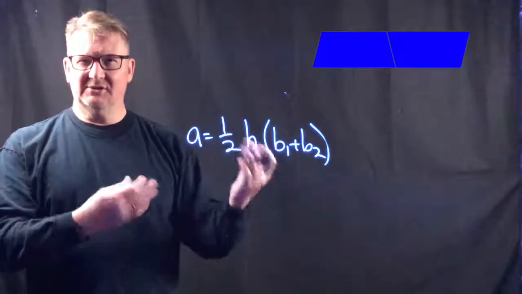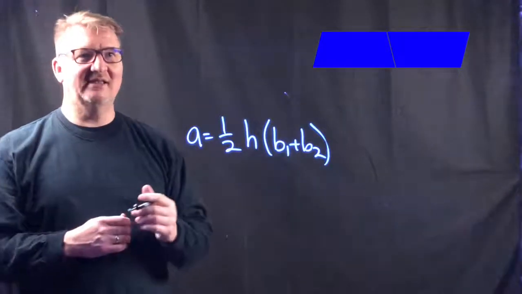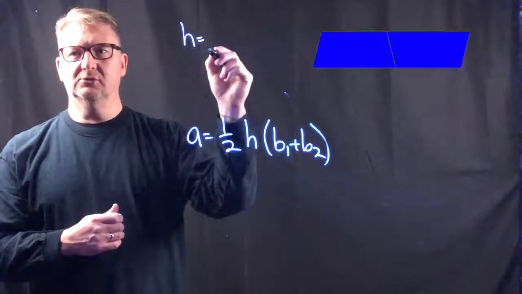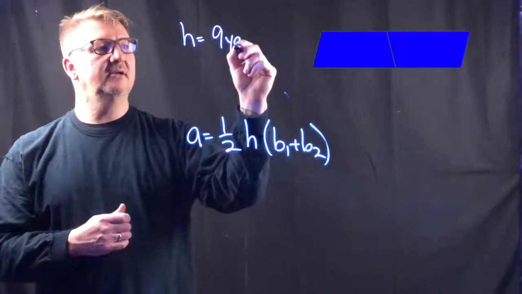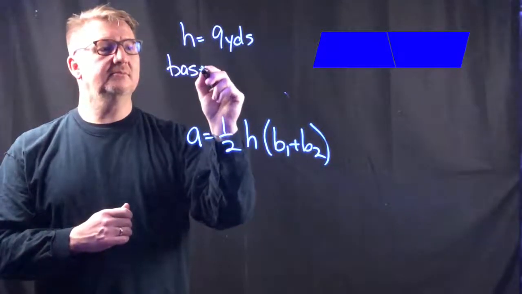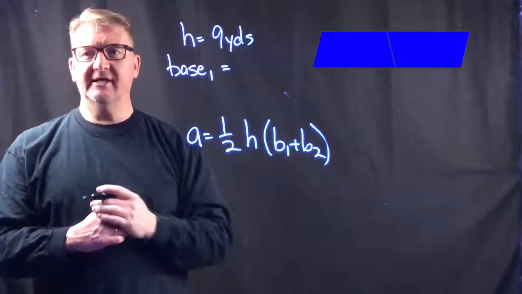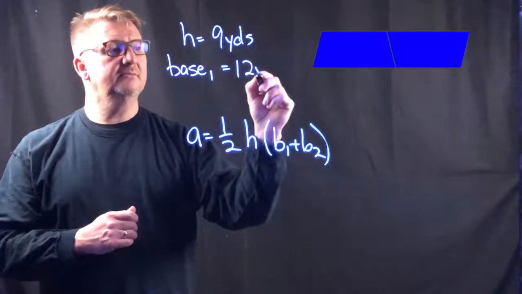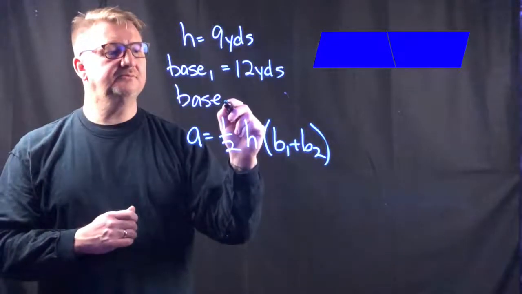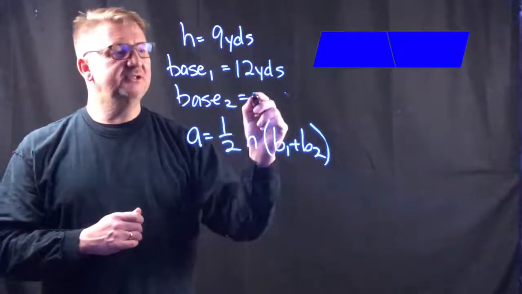Let me work through an example. Let's just say that on my trapezoid here, my height equals, I don't know, 9 yards. My first base, that dimension is 12 yards. And then my second base, that dimension is just 8 yards.